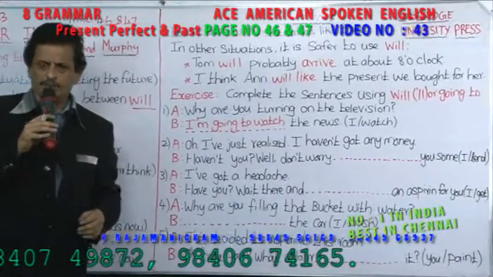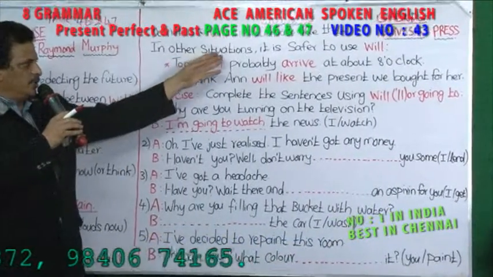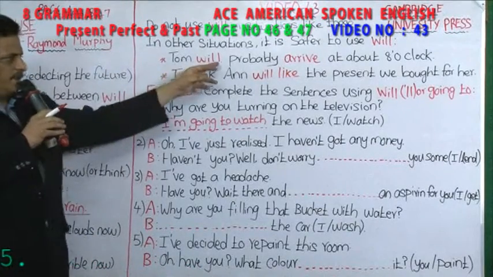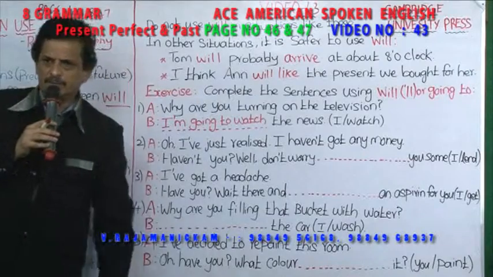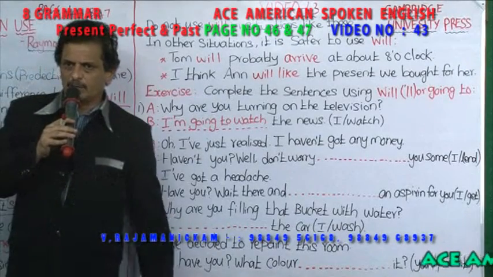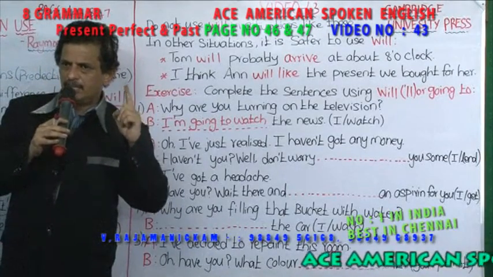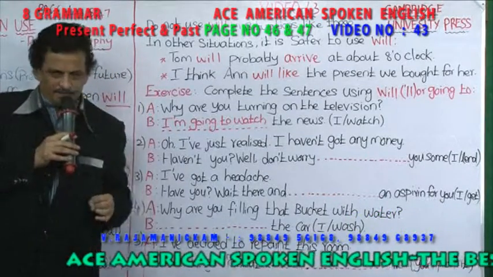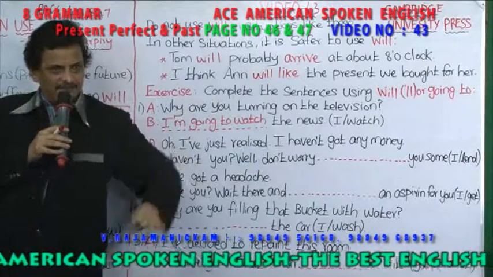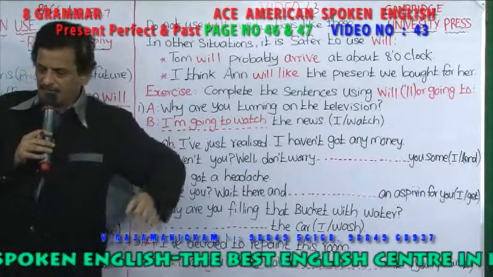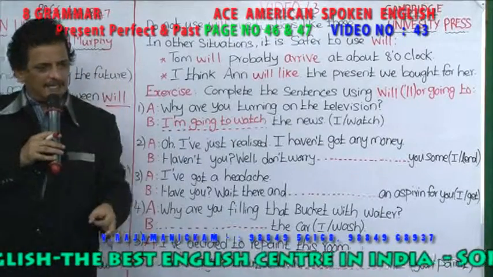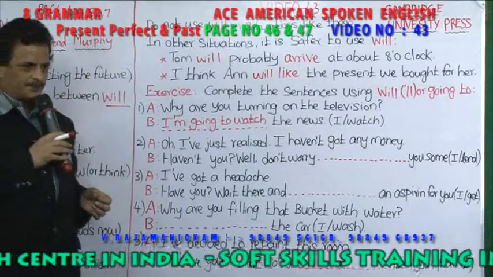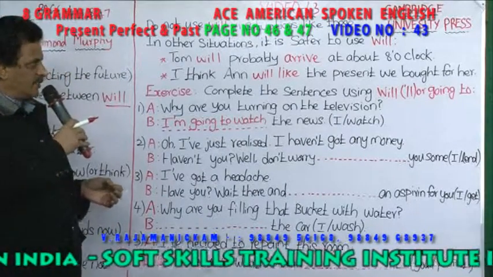In other situations, it is safer to use will. See, Tom will probably arrive at about 8 o'clock. With probably you are using will. Expect: I expect he will come. I don't expect he will come. I think he will come. So with probably, with think, with all these phrases you are using will.